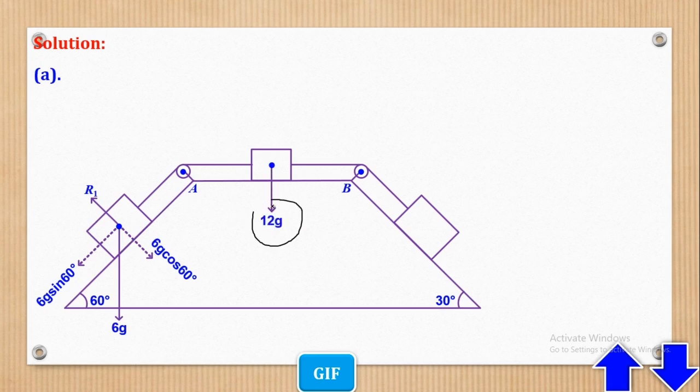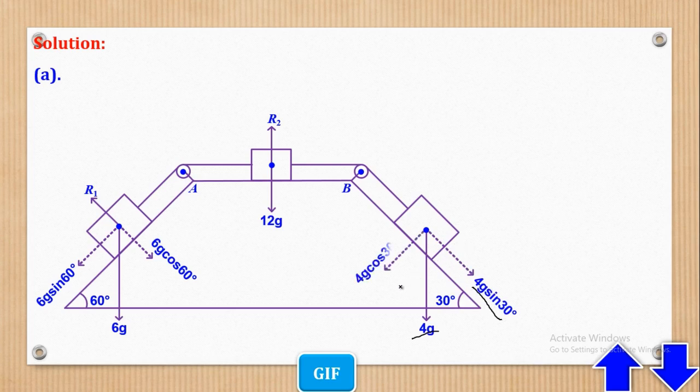Then because of this weight, there will also be a normal reaction here, which will be R2. So that is that mass. What about this mass? For that mass, we also start with the weight, which will be 4g, and because it's on an inclined plane, there will be two components. One will be the component parallel to the plane, which will be 4g sine 30 degrees, and the component perpendicular to the plane will be 4g cos 30 degrees. Because of this, there will also be a normal reaction, which will be R3.